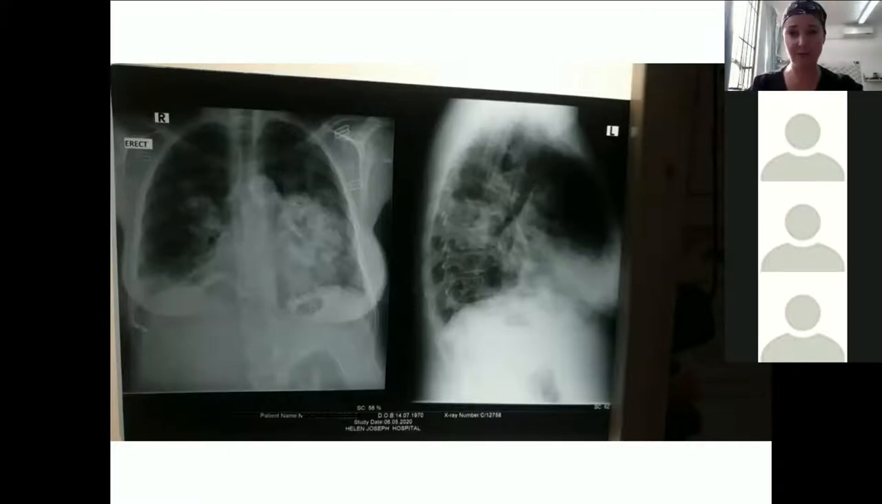What I would like to do for this patient would be to admit the patient, and I'd like a CT scan so I can work out exactly what's going on with this patient.